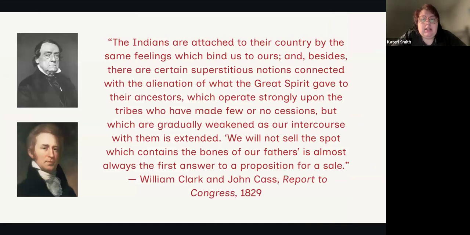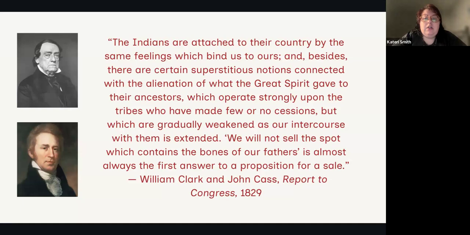By 1823, the federal government's position had shifted, part of which is from William Clark, who, with the Lewis and Clark expedition, explored a vast amount of territory which is now in the United States. William Clark then became in charge of Indian Affairs, what we would call the Bureau of Indian Affairs today. And with John Cass, he published this report to Congress in 1829. And they push for removal.